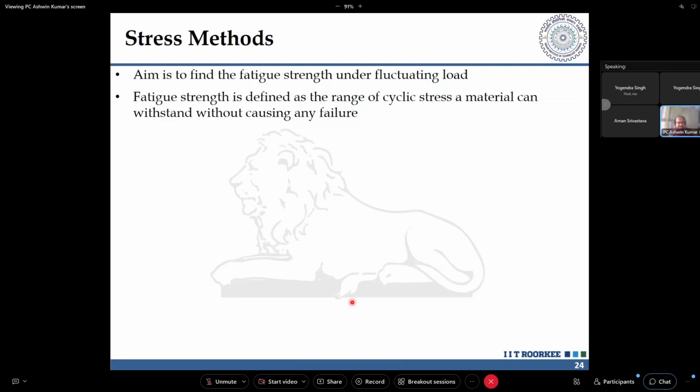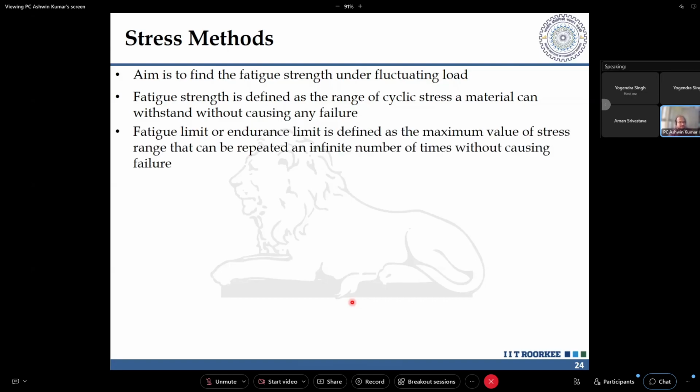So the fatigue strength, understand this property. There will be many definitions coming now. One is fatigue strength, one is fatigue limit, and one is cutoff limit. These are the three explanations that are going to come in, and all have a certain importance. Fatigue strength is defined as the range of cyclic stress a material can withstand without causing any failure, right? So there is a range of stress that the material can be applied to. How many number of cycles can it undergo without causing any failure is what we are talking of in terms of fatigue strength.